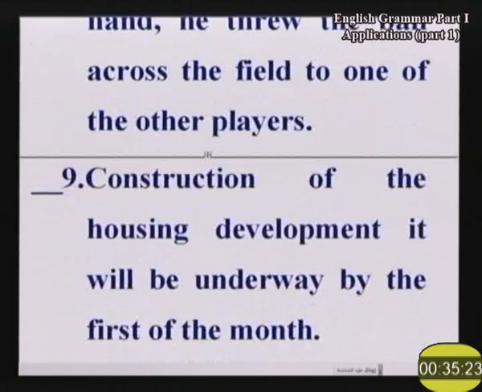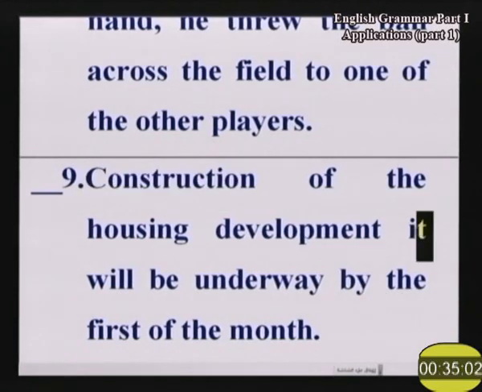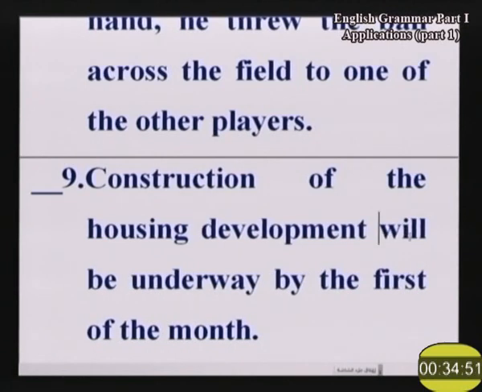Subject, verb, object. Construction of the housing development. Construction subject أهي، اسم جاي في أول الجملة ومفيش قبله preposition، يبقى لازم تبقى subject. Construction of the housing development it will be. طيب it is a subject، يبقى هنا I have two subjects، يبقى this is not correct. يبقى construction، مفيش it. Construction will be underway by the first of the month، يبقى will be هي الفعل.